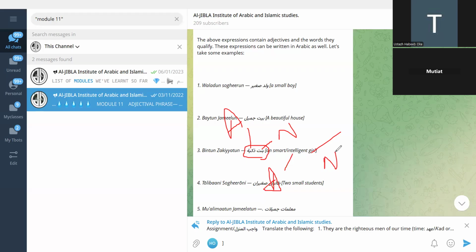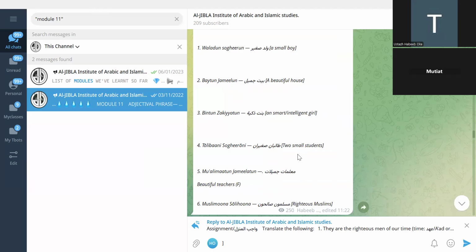Before the adjective. Yes. The Arabic formation, what happens there? The girl comes first before the adjective. Yes, the noun comes first before the adjective. That is a very important thing to identify when you are dealing with adjectives in both languages, in both English and Arabic.